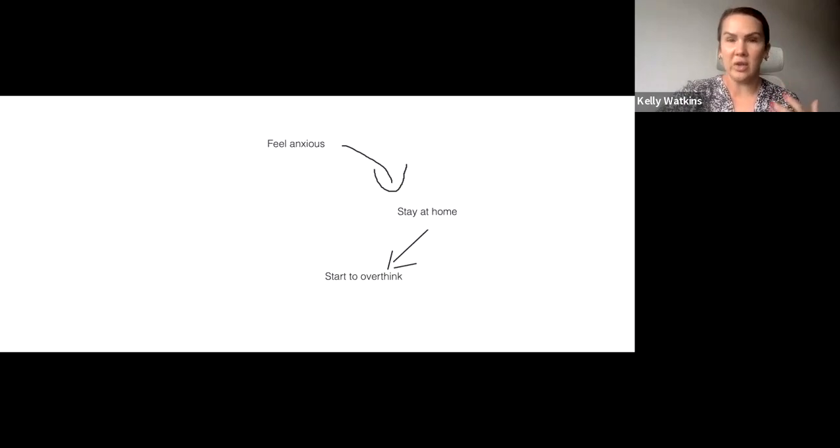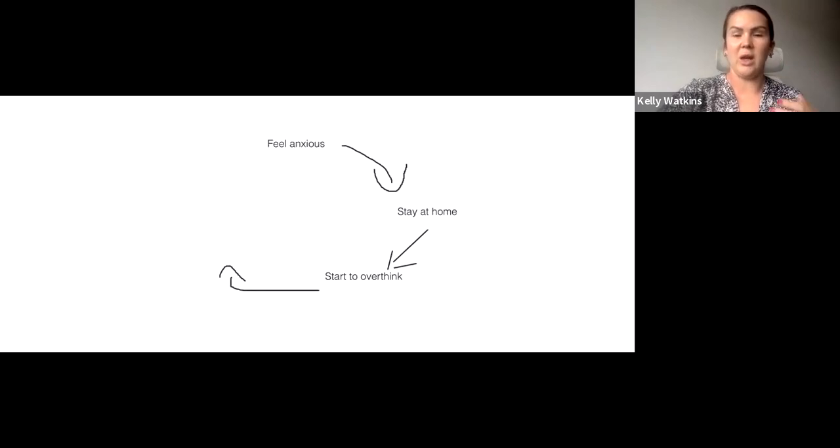So they're feeling anxious, they stay at home, they start to overthink, or potentially they start to worry about things. And then it's like, okay, you're feeling anxious, you're staying at home, you start to overthink, and then what? Then they start to overthink, and then maybe their heart rate increases, maybe they avoid their phone.